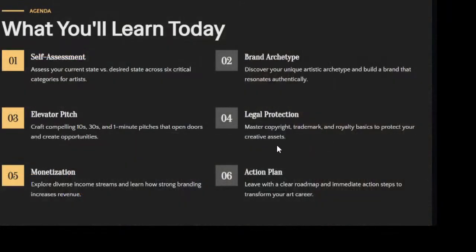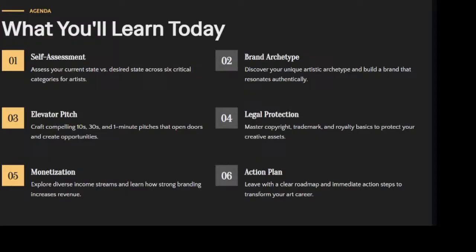So what we're going to go through today is the self-assessment. We're going to assess your current state versus where you'd like to be. There's 6 categories for artists that I think are important, so we're going to look at those. Then we're going to go to your brand archetype, and we're going to run through that really quickly, not being overly critical or detail oriented, just so you can get an idea of what a brand archetype is. We're going to work on your elevator pitch, so you should have a 10-second, 30-second, and minute-long pitch by the end of this, so that when you're networking, you're not taking an hour to tell your story.